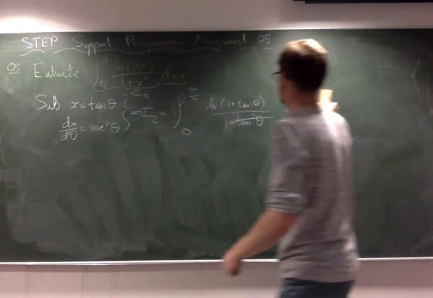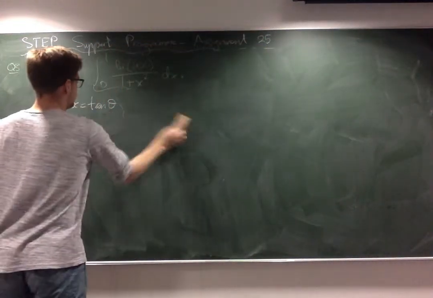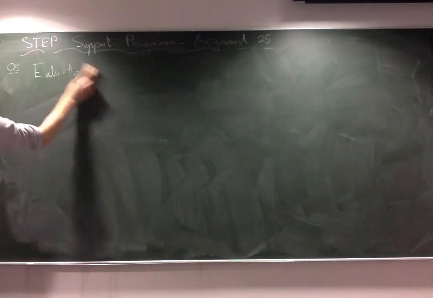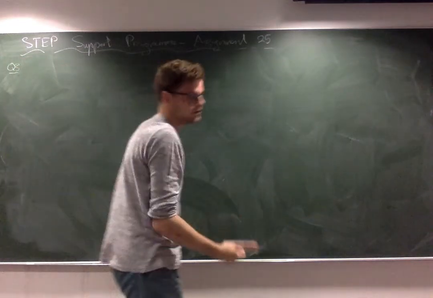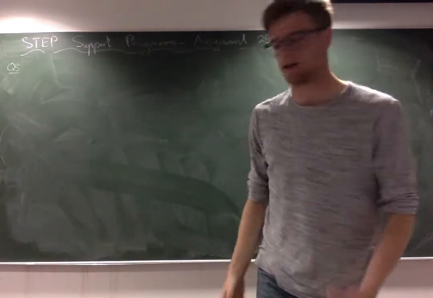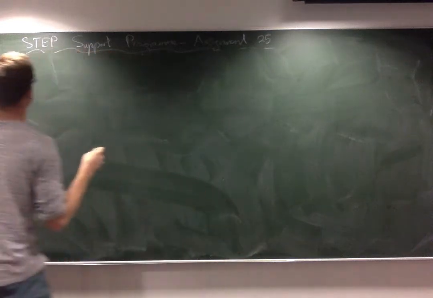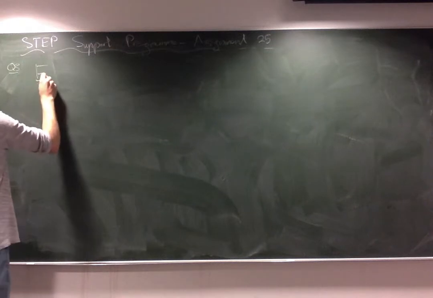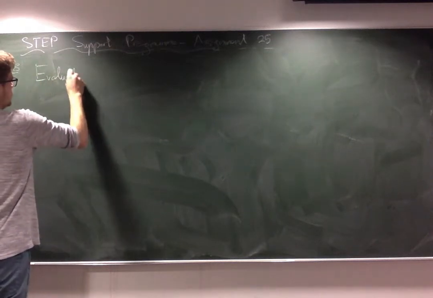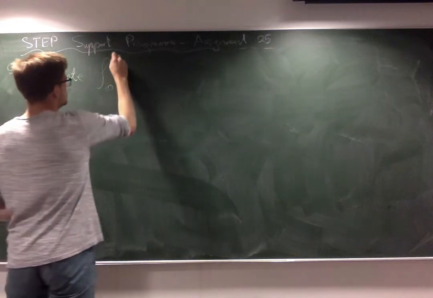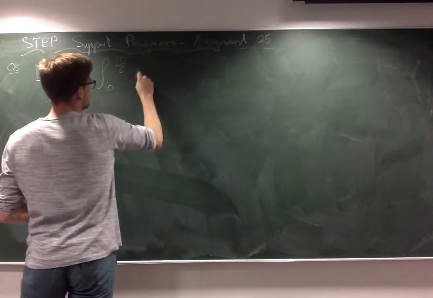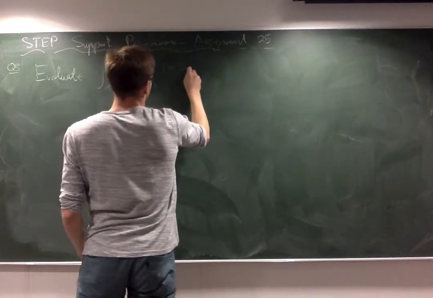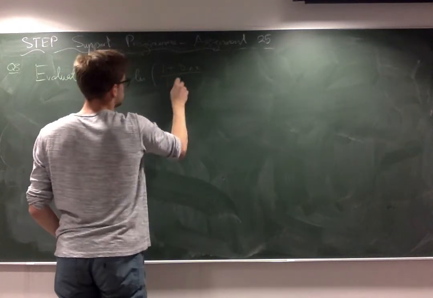So this gives us a little bit of momentum going into the last part. We'll just try the same philosophy again: aim to emulate what we had before. So this time it's evaluate the integral from 0 to pi over 2 of ln of 1 plus sine x all over 1 plus cos x.